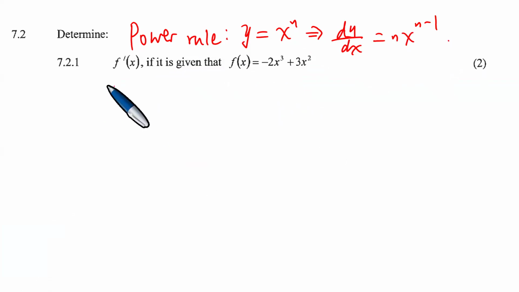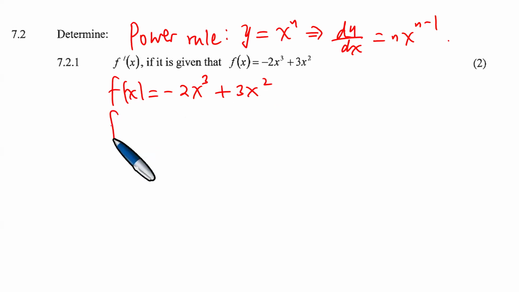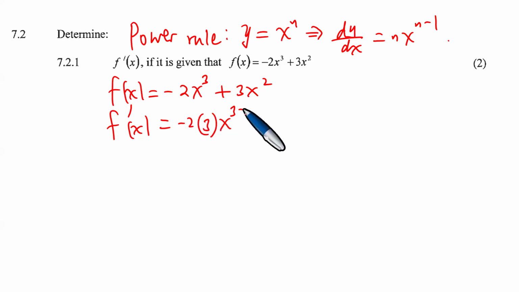So now let's get to this. We have f of x equals minus 2x cubed plus 3x squared, and we need to find the derivative of this. Then it's minus 2, you bring down the 3 with the x, then you subtract 1, plus 3, you bring down the 2, and you subtract a 1.